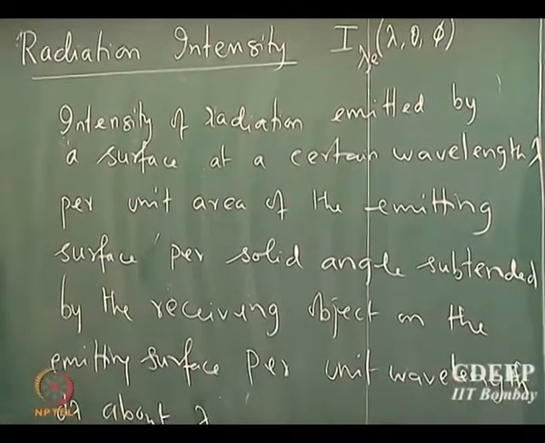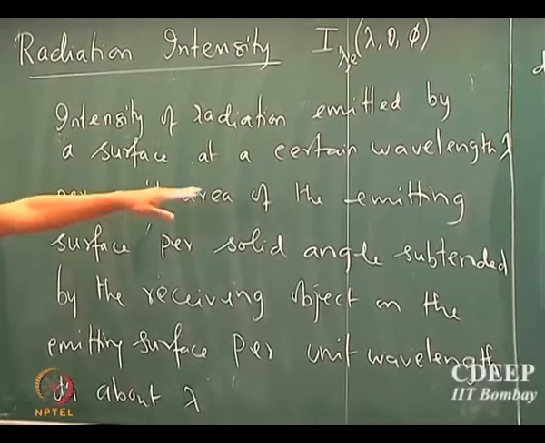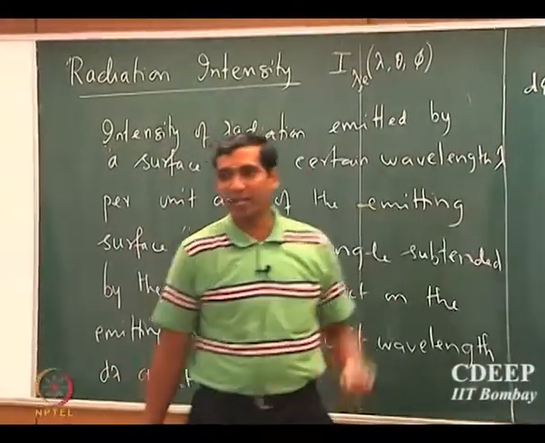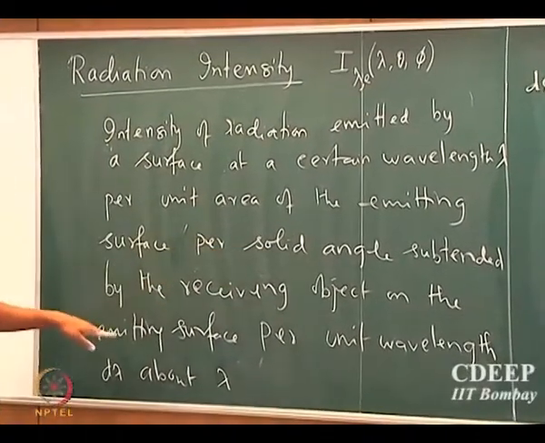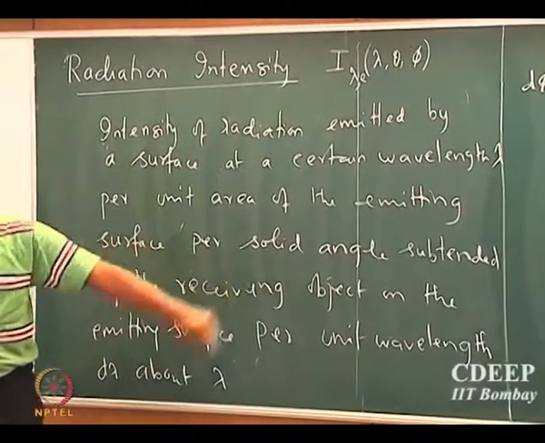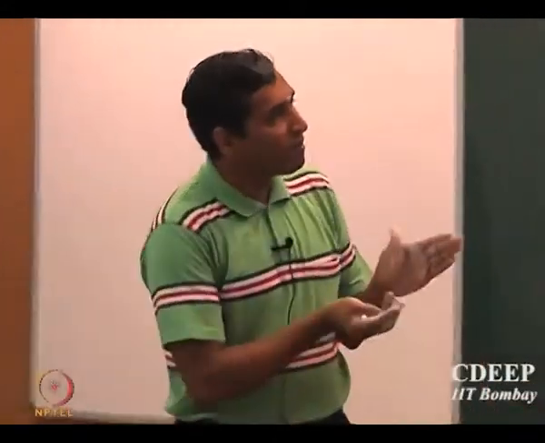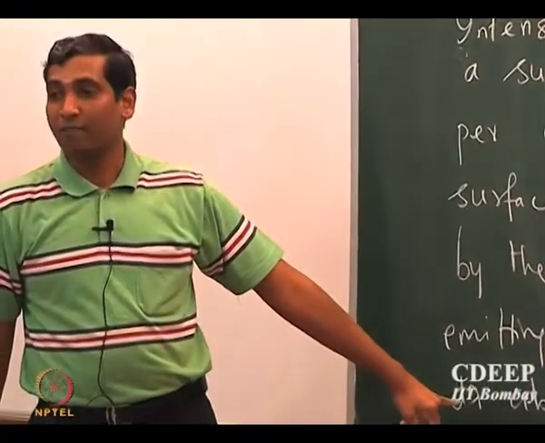So that's the definition of radiation intensity. Intensity of radiation emitted by a surface at a certain wavelength lambda per unit area of the emitting surface, if dA1 is the emitting surface, per solid angle that is subtended by the receiving object. Note that the intensity now depends upon the receiving object, the amount of intensity that is emitted by the surface in that direction. So it has to obviously be a function of the receiving object, its area and the solid angle, per unit wavelength d lambda about that particular wavelength.